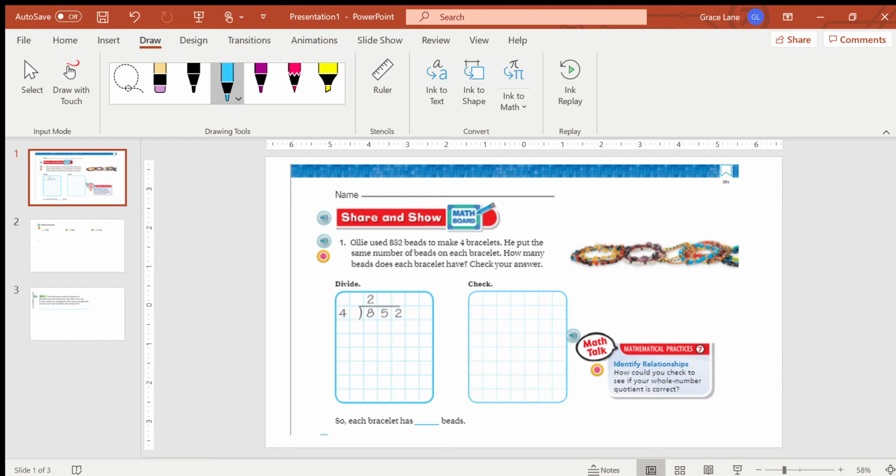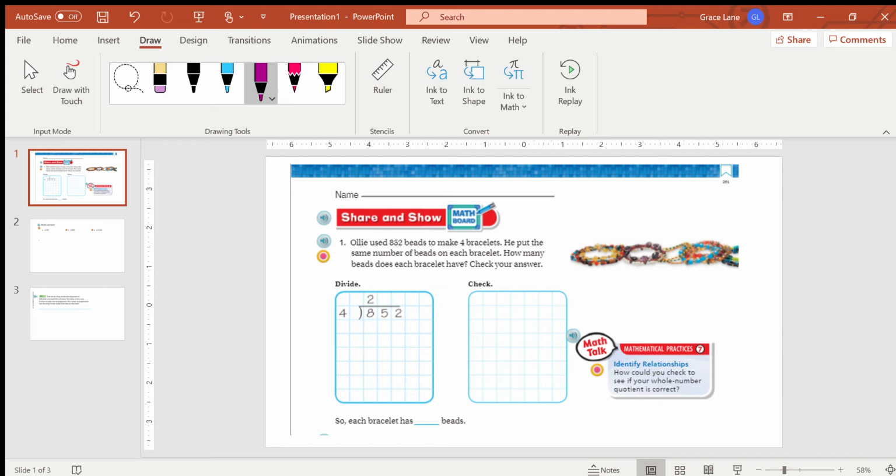We are going to be practicing now checking to see if your quotient, or your answer, to a division problem is correct. If we look at number 1, it says Ollie used 852 beads to make 4 bracelets. He put the same number of beads on each bracelet. How many beads does each bracelet have? Check your answer. Some of you, I think, have already figured out how to check your answer, but we're just going to really practice that now, and you should be able to make sure that you get every question right, after today at least.